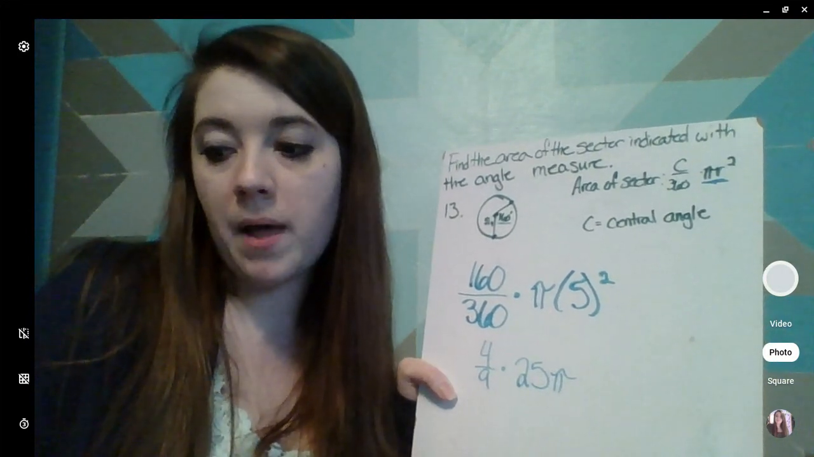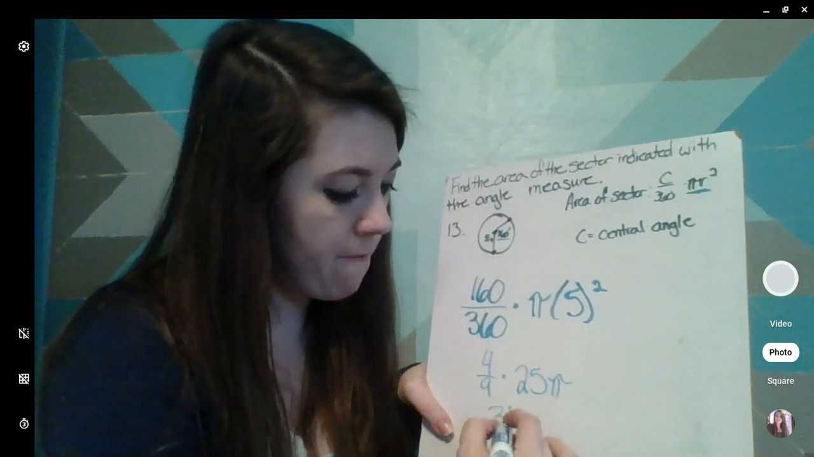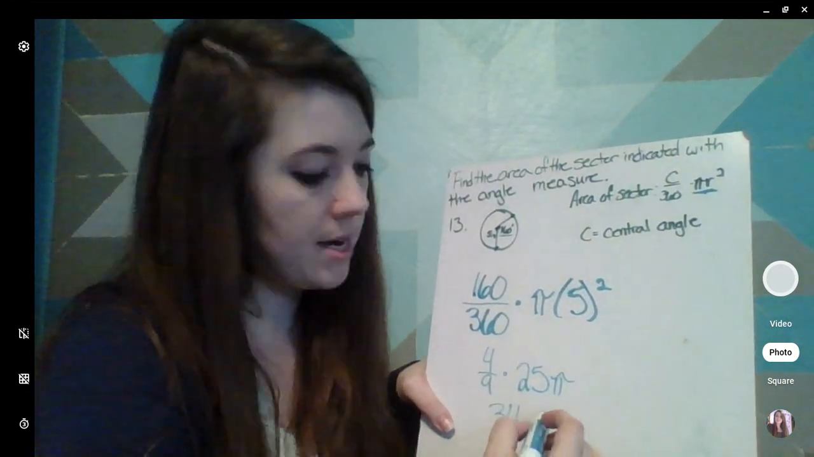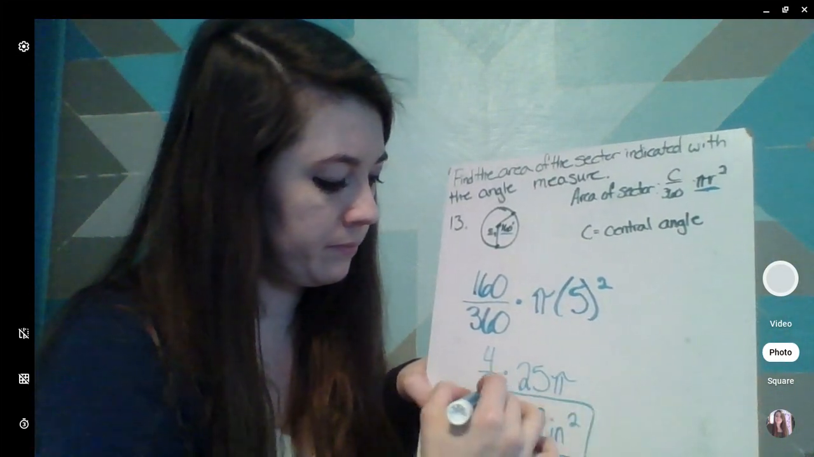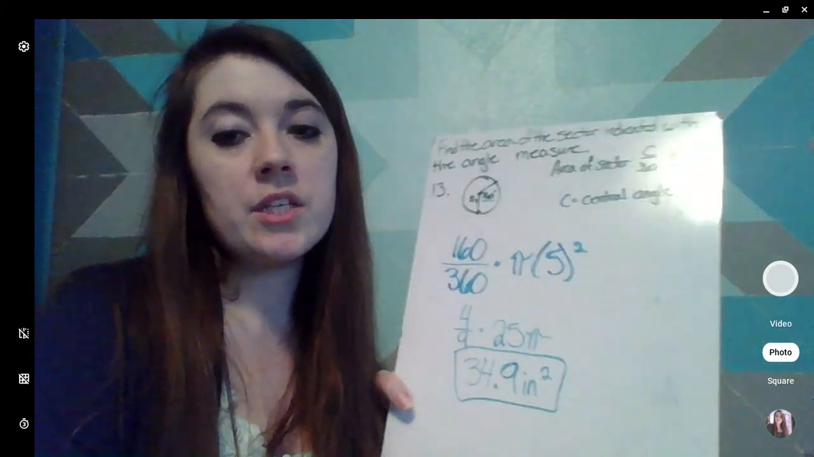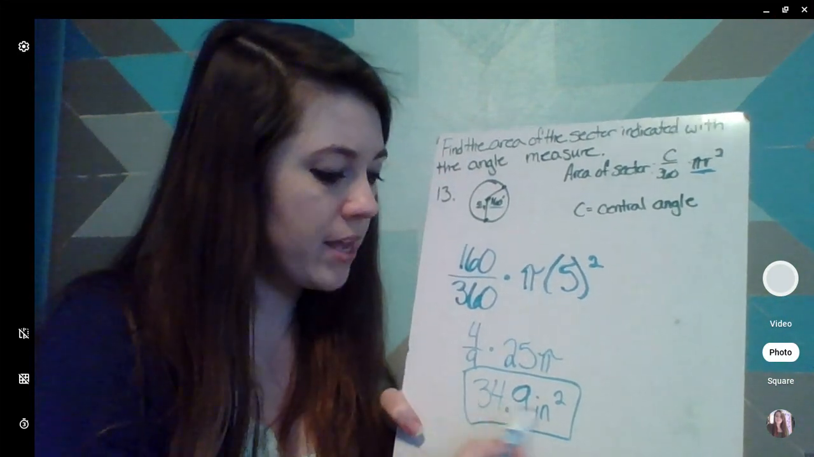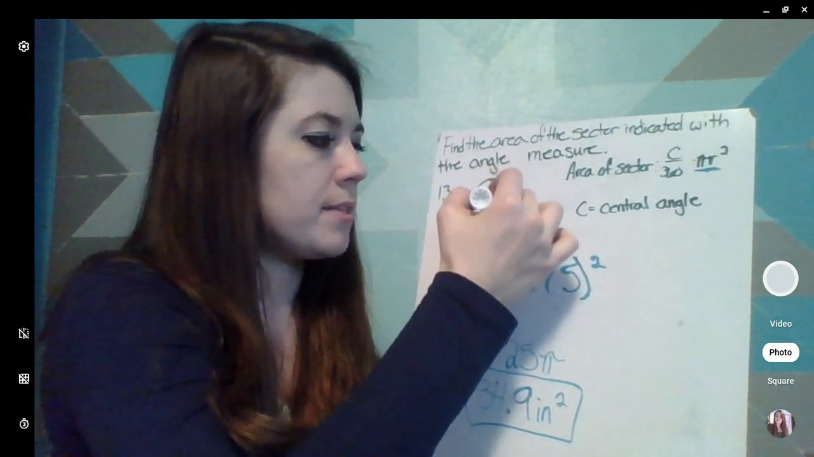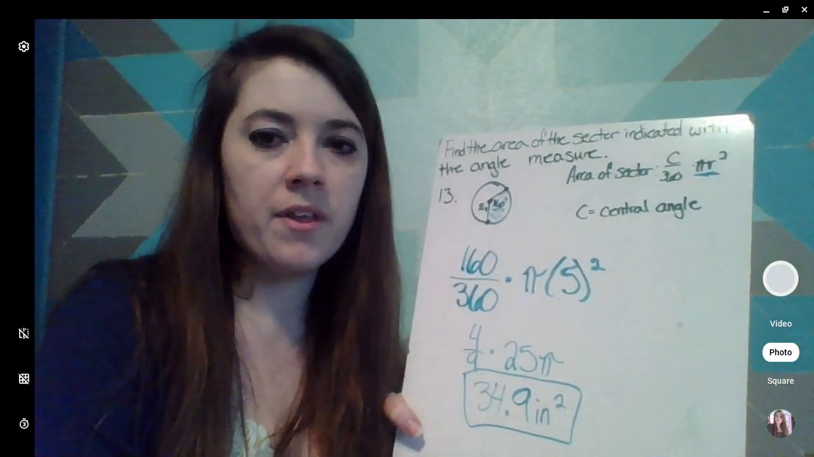So you will actually multiply by pi in these. We want a decimal on these ones. So we're going to end up with 34.9 inches squared. So these ones, you just plug everything right in. You'll get a decimal. So this is the area of this portion of that circle. Hopefully that kind of makes sense.